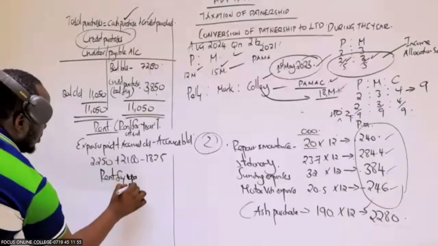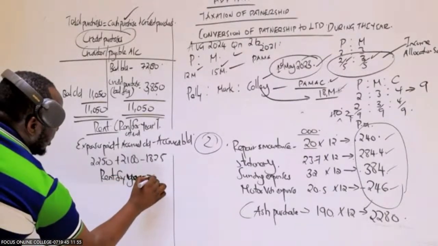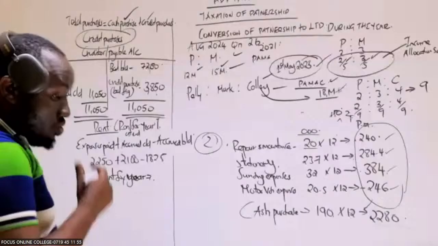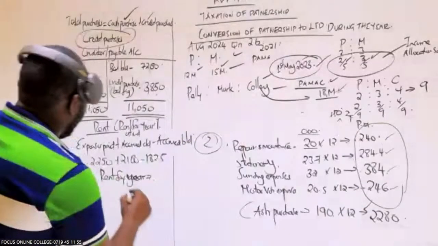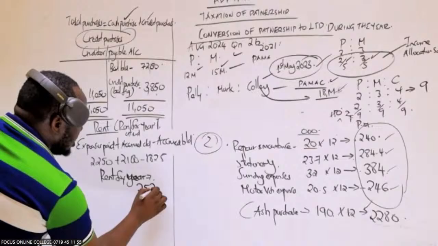So what is the rent for the year? Give me the rent for the year. That is 25, 25.